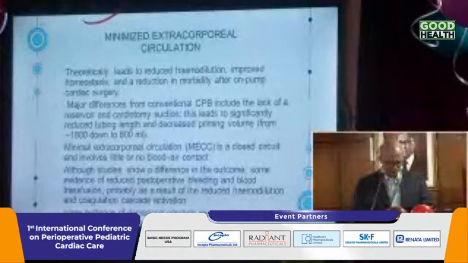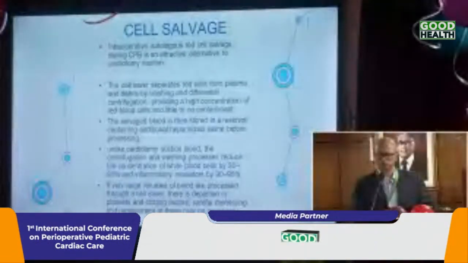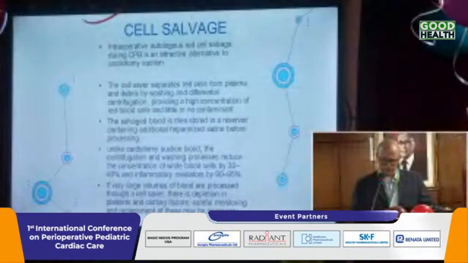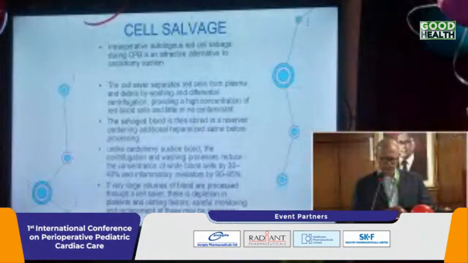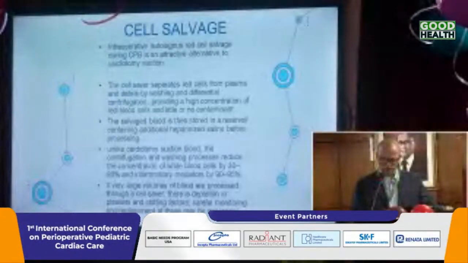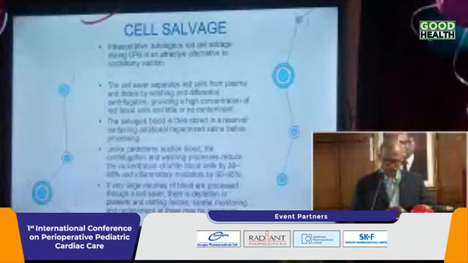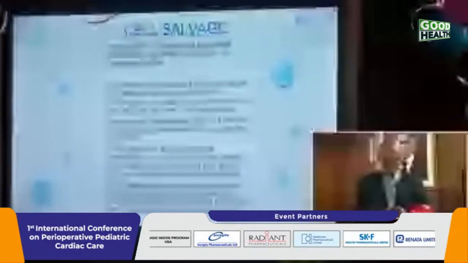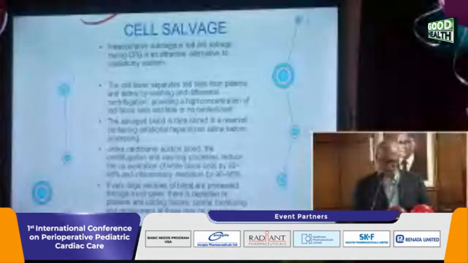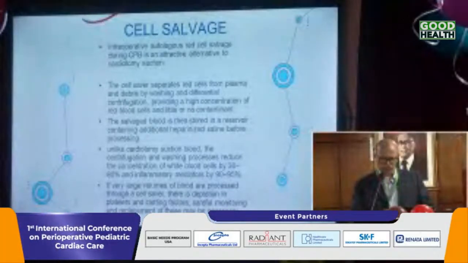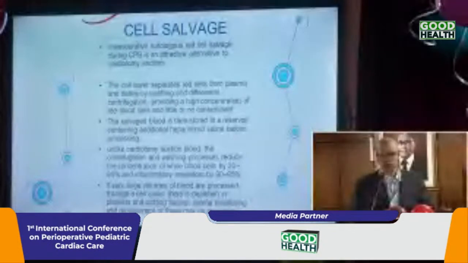Cell salvage: most of the centers do have cell salvage techniques by using a cell saver. Intraoperative autologous red cell salvage during CPB is an attractive alternative to cardiotomy suction. The cell saver separates red blood cells from the plasma and debris by washing and differential centrifugation, providing a high concentration of red blood cells with no contamination. The salvaged blood is then stored in a reservoir containing additional heparinized saline before processing, and can generally be given back to the patient either post-op or intra-op.